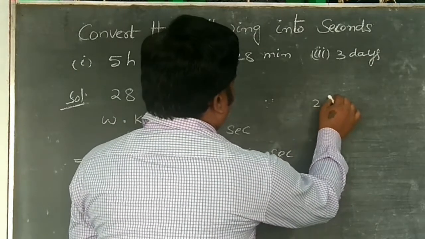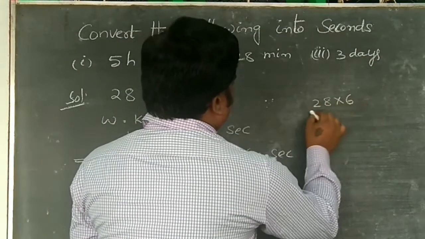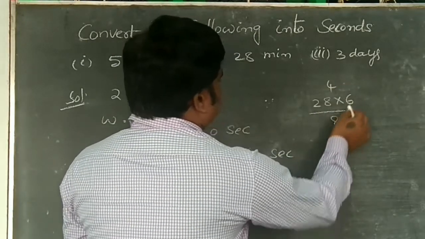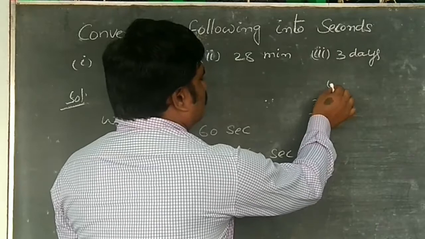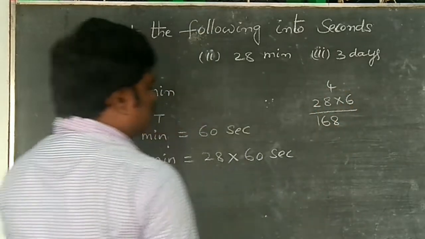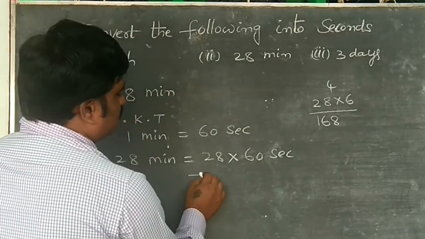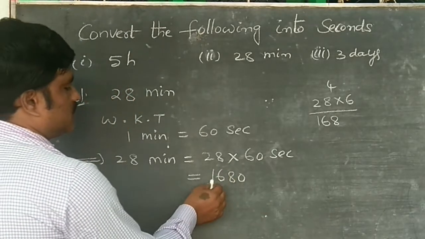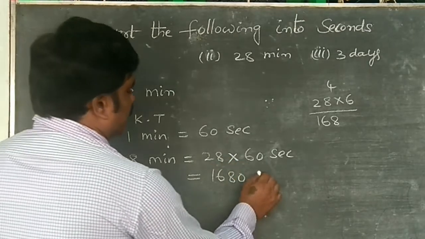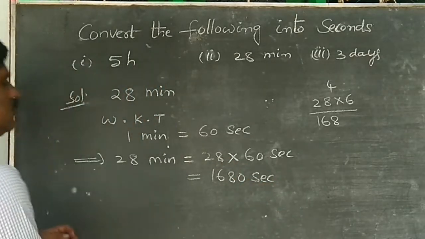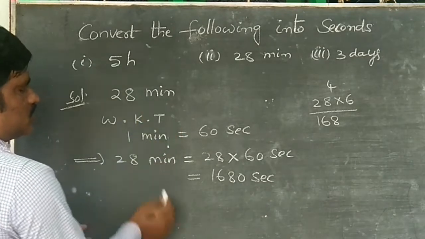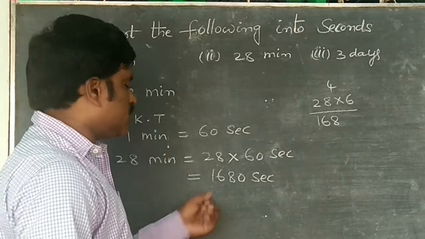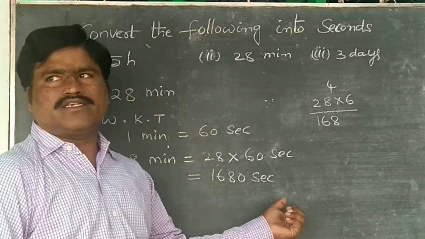So first of all we find 28 into 6. 6 eights are 48. 6 twos are 12, 12 plus 4 is 16. 168. So here 0 is there. So 1680 seconds. Therefore 28 minutes is equal to 1680 seconds.